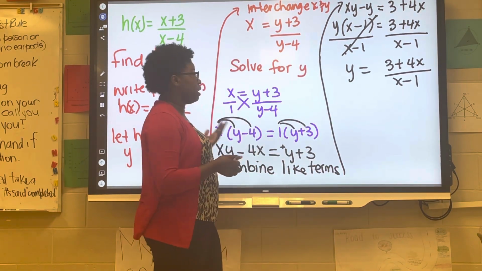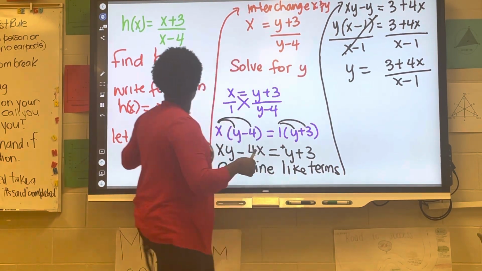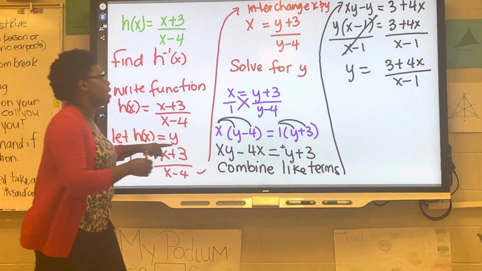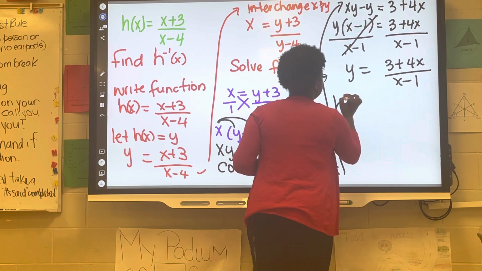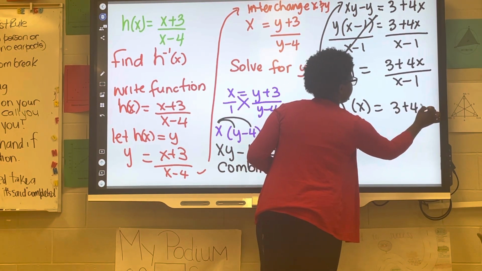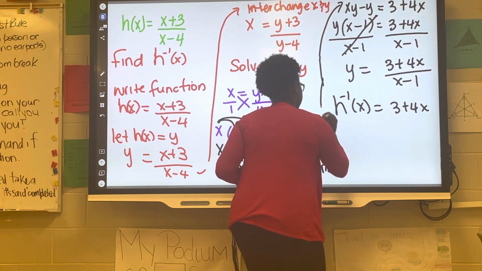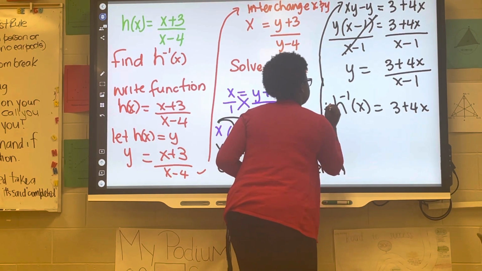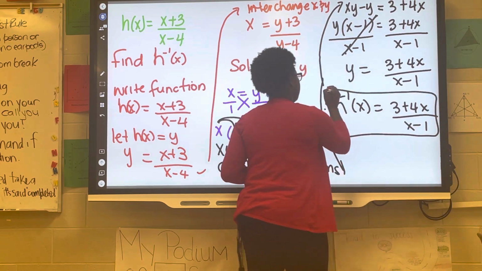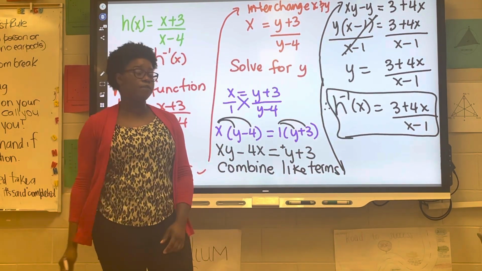And remember in the beginning we said that h of x is equal to y. So h inverse of x is equal to (3 + 4x) over (x - 1). Let's put my therefore statement because it's important. And there you go for the inverse of a function.